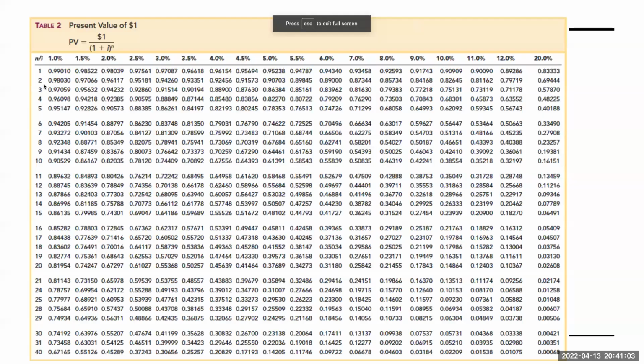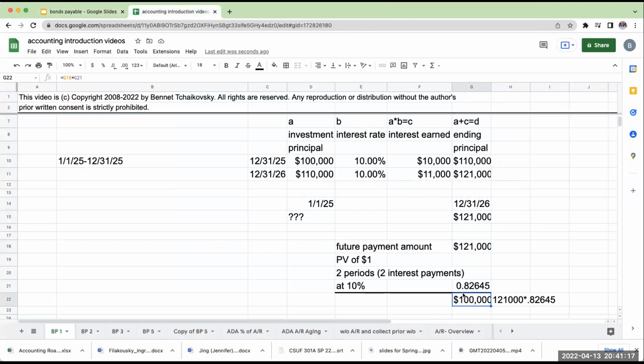How many times was interest compounded or paid? Right over here, this is going to be 2 periods. Go over here to 10%, 0.82645. And what we come up with right over here is our $100,000.